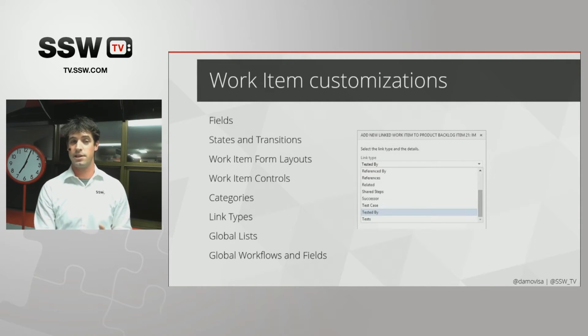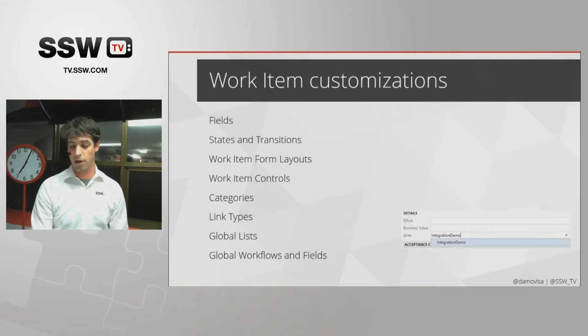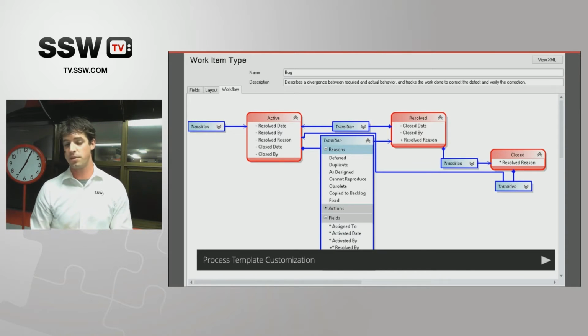Link types, so different links between work items. So whether something references something or other else, or whether something is maybe more information about a work item or a prerequisite or something like that. Lists, so the things you can choose in the drop-downs. Workflows and global fields as well. So an area path is a global field. It applies to all of the different work items. You could add a new global field, something else like company department that applies to all of the work items across the board as well. So huge numbers of things you can do.